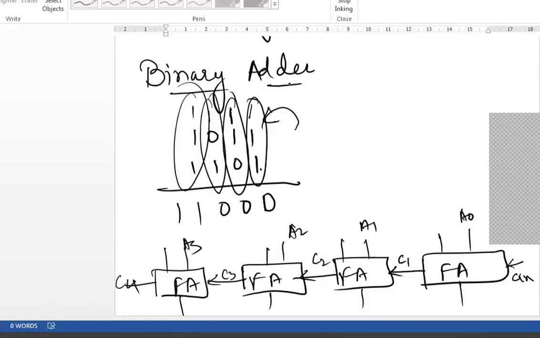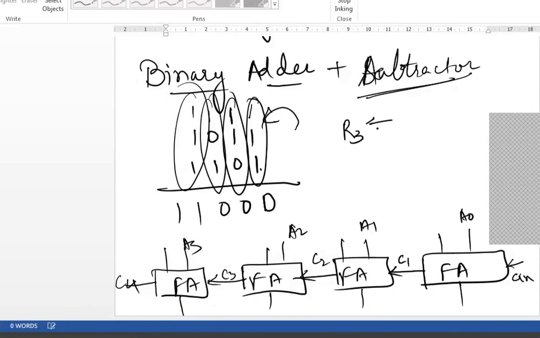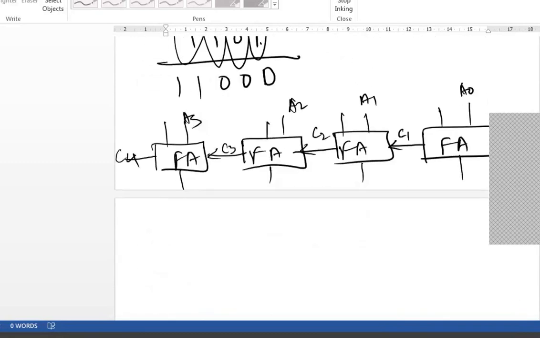In the same circuit, now I want to design an adder as well as a subtractor. We know that, what formula did we see earlier? We saw that R3, if I want to carry out R1 minus R2, what did I do? R1 plus R2 dash plus 1. This is the complement of R2 plus 1. So how would I get that? How would I integrate this in my same circuit? You had already given me this answer. Tell me how would I do it.